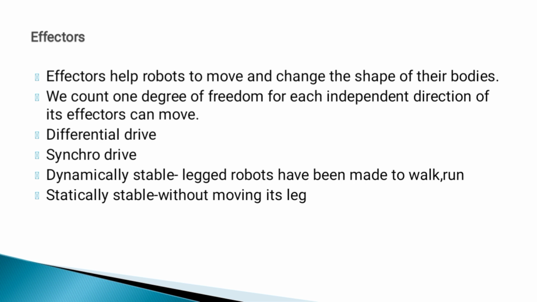Then effectors help robots to move and change the shape of their bodies. We count 1 degree of freedom for each independent direction in which the effectors can move. Differential drive, synchronous drive, and dynamically stable legged robots have been made to walk, run, etc. Statically stable means stable without moving its legs.